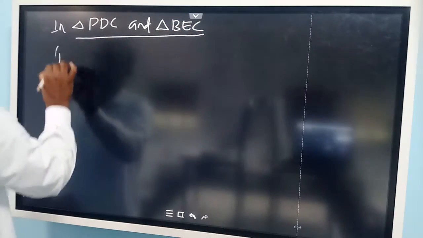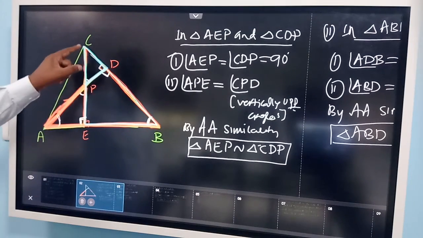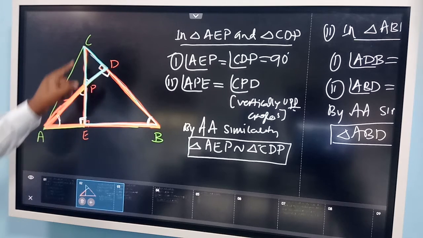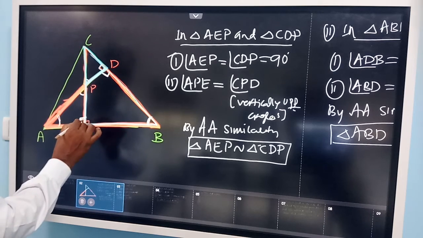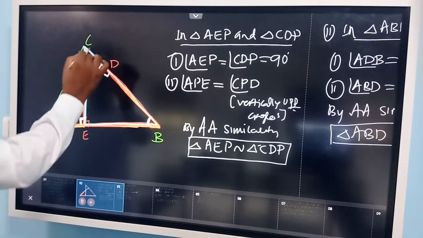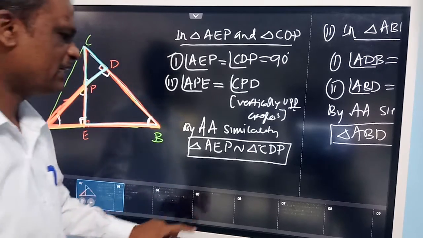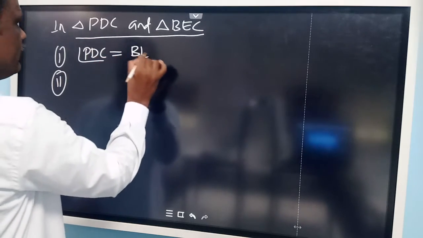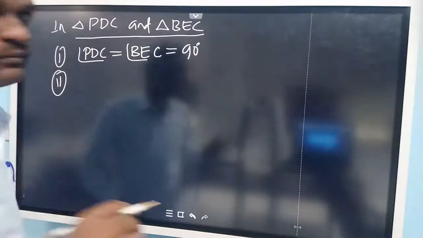So let us show the two pairs of angles which are equal. We'll go back to the diagram once again. In triangle PDC, D is 90 degrees. In triangle BEC, E is 90 degrees. So PDC is the same as BEC. In the small triangle, D is 90 degrees; in this big triangle, E is 90 degrees. So angle PDC is the same as angle BEC, both equal to 90 degrees.